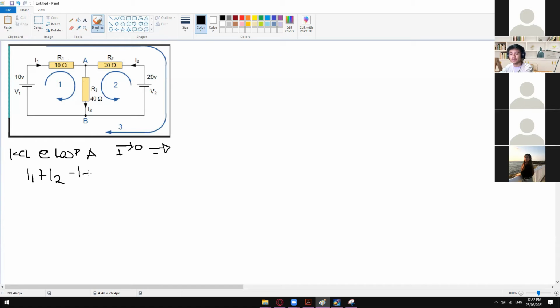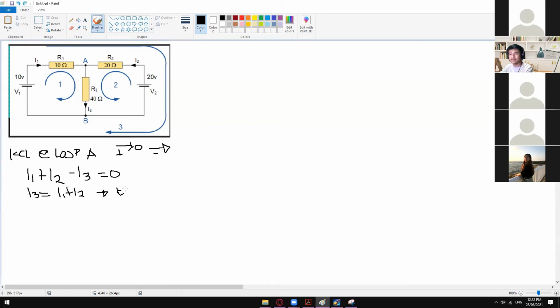So that's the reason why we have to put here negative I3. Then after that, just equate everything to 0. And then from here, you can transpose this one to the other side, wherein it will give you this equation: I3 is equal to I1 plus I2. So this is now our equation.